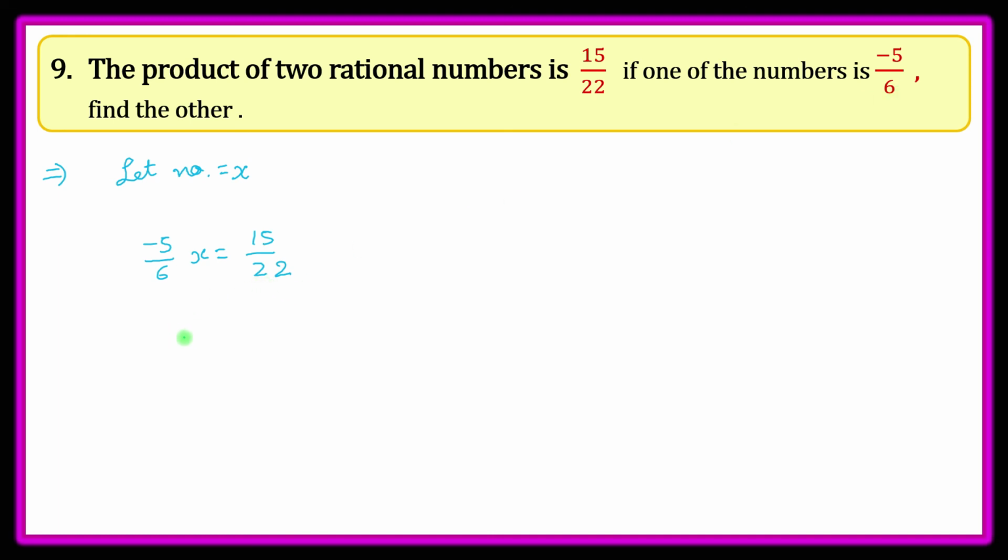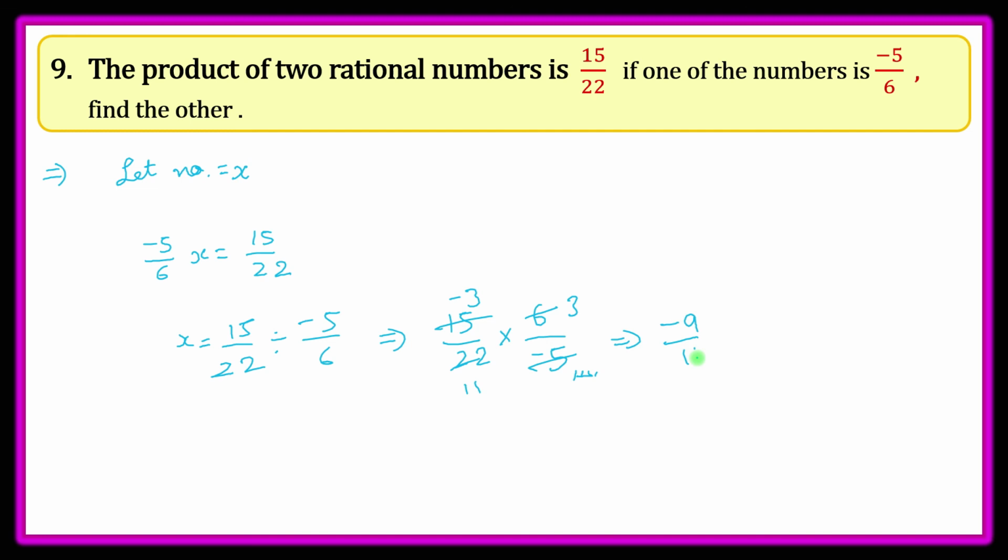Like this. So x would be equal to 15 upon 22 divided by minus 5 upon 6. Now same thing. Division converts into multiplication. 15 upon 22 into minus 6 upon 5. Cancelling now, we get minus 3 at the denominator. Sorry, minus 3 at the numerator, not at the denominator. Like this, we get the expression. And now cancel a factor of 2. So we get 3 and we get 11. So minus 9 upon 11 will be the answer. Very easy question. Okay friends, so this is the answer here.